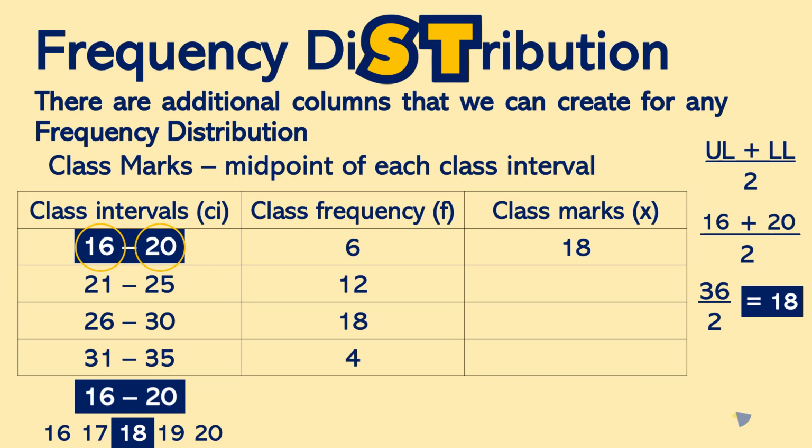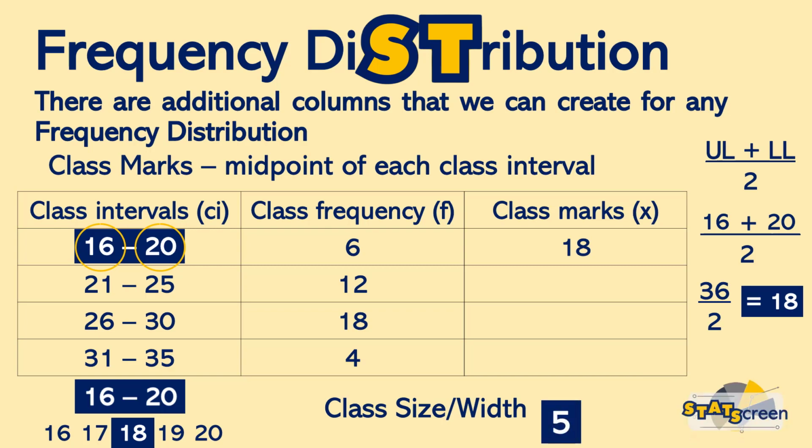This proves that the previous answer of 18, using the middlemost value for the class interval as our class mark, is correct. To complete this column, we also use the same class width or class size, and we add that to our first class mark to get the next class marks. Take note, our class size or class width is 5. In short, the next class mark is 23, followed by 28, and then 33. So this is how we solve the class mark.